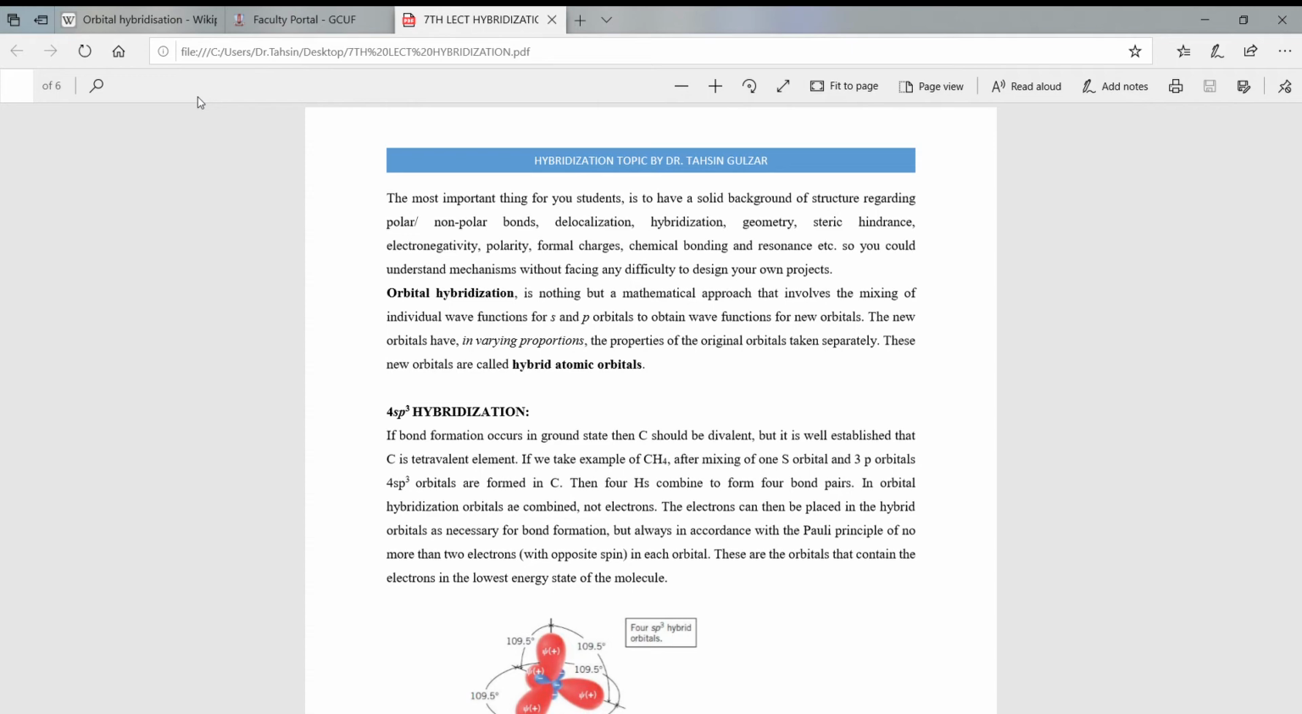Dear students, today's topic is hybridization and aromaticity. These two topics are the most important topics with respect to your concepts. So you have to be attentive. So coming towards the first topic, hybridization. Hybrid means when we combine two things.